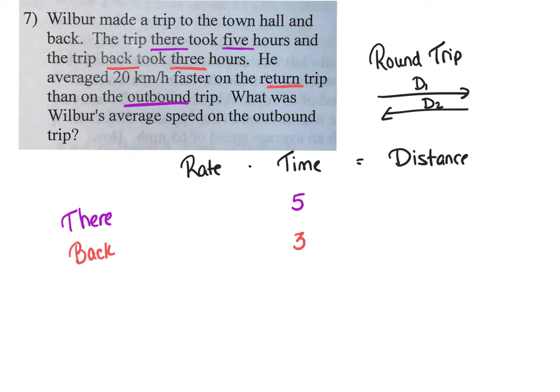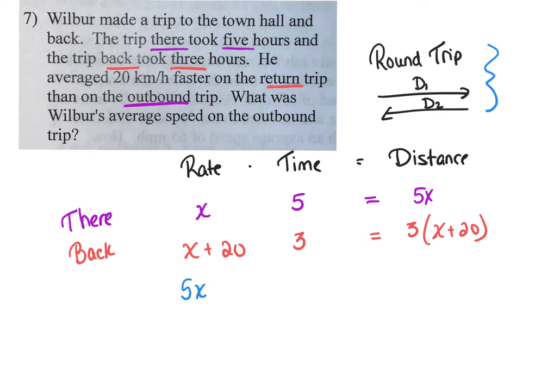Do I know how fast he went going there? I do not know. So what do I put for his rate? Do I know how fast he went on the way back? I don't know, but I do know it was 20 kilometers per hour faster. So I'm going to say x plus 20, right? And then my last column, I just multiply, right? So what is this distance on the way there? And what is this distance on the way back? Right, parentheses. And as I said up here, the distances for this are equal. So 5x equals 3 times x plus 20.